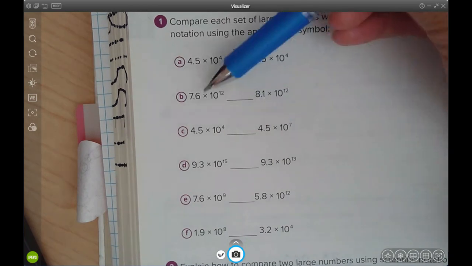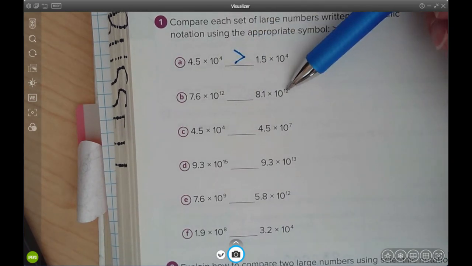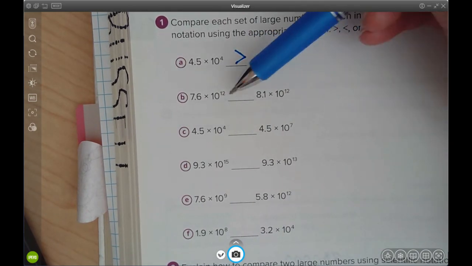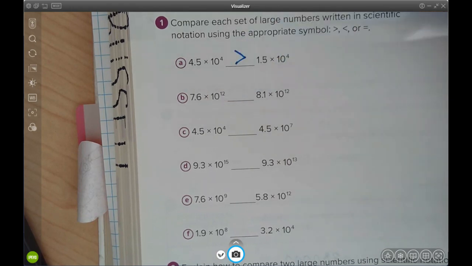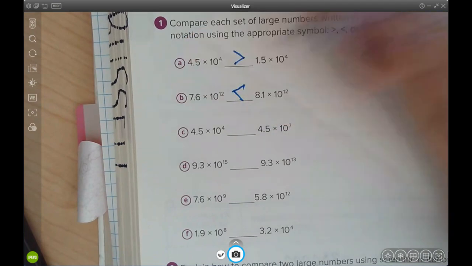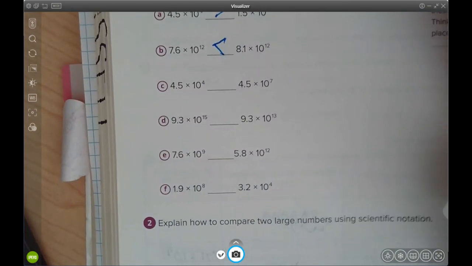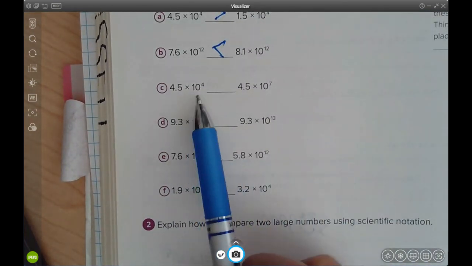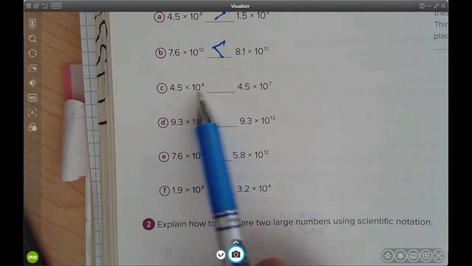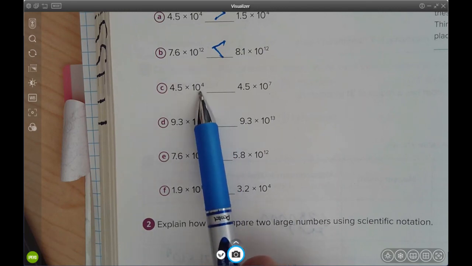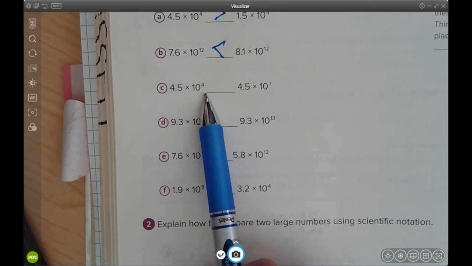The second one is the same way. When the exponents are the same, you check that first, and then which is smaller, and we point at the smaller one. All right, so what happens when the exponents are different? When exponents are different and we're dealing with positive exponents, the smaller exponent is the smaller number.